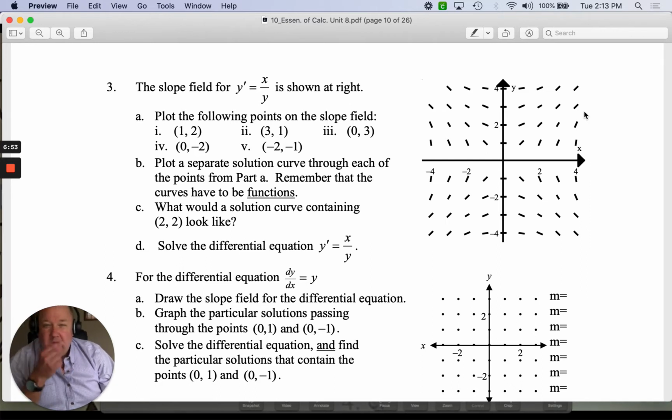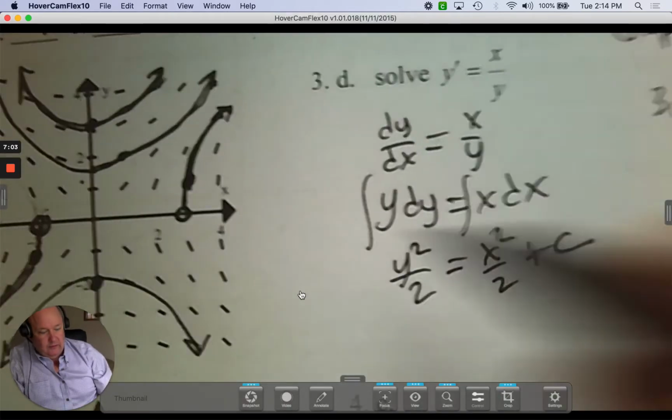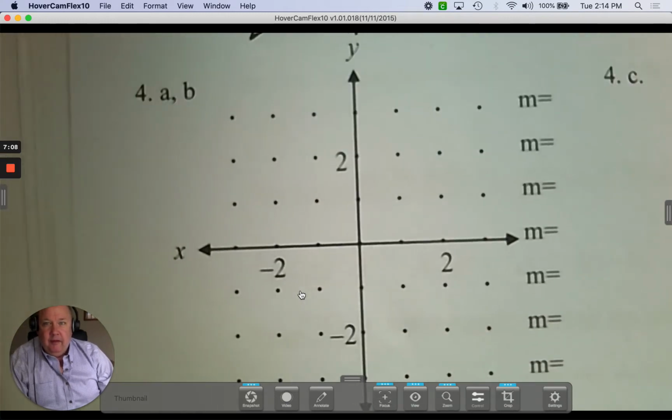So for D, solve that equation, and there'll be a plus c as part of it. Honestly, we don't have to go further than this. So that's a good answer, and you can let it go. All right, 4.